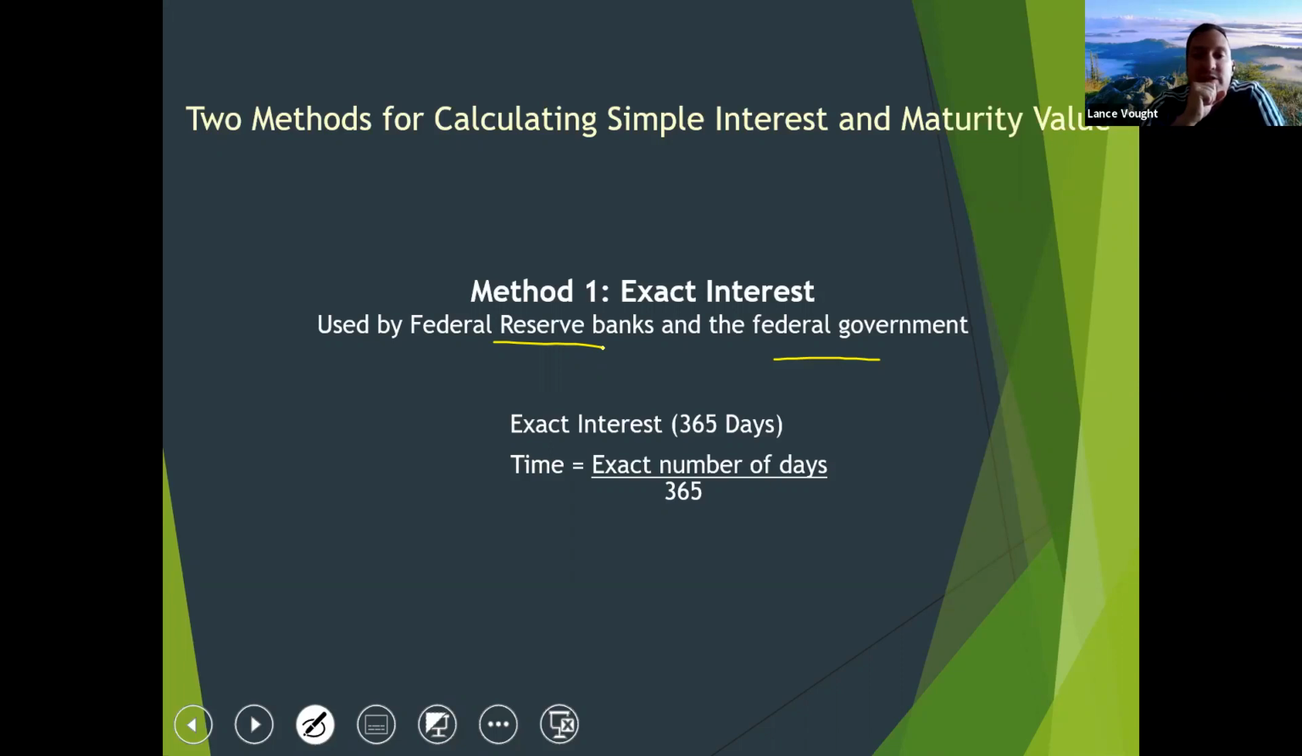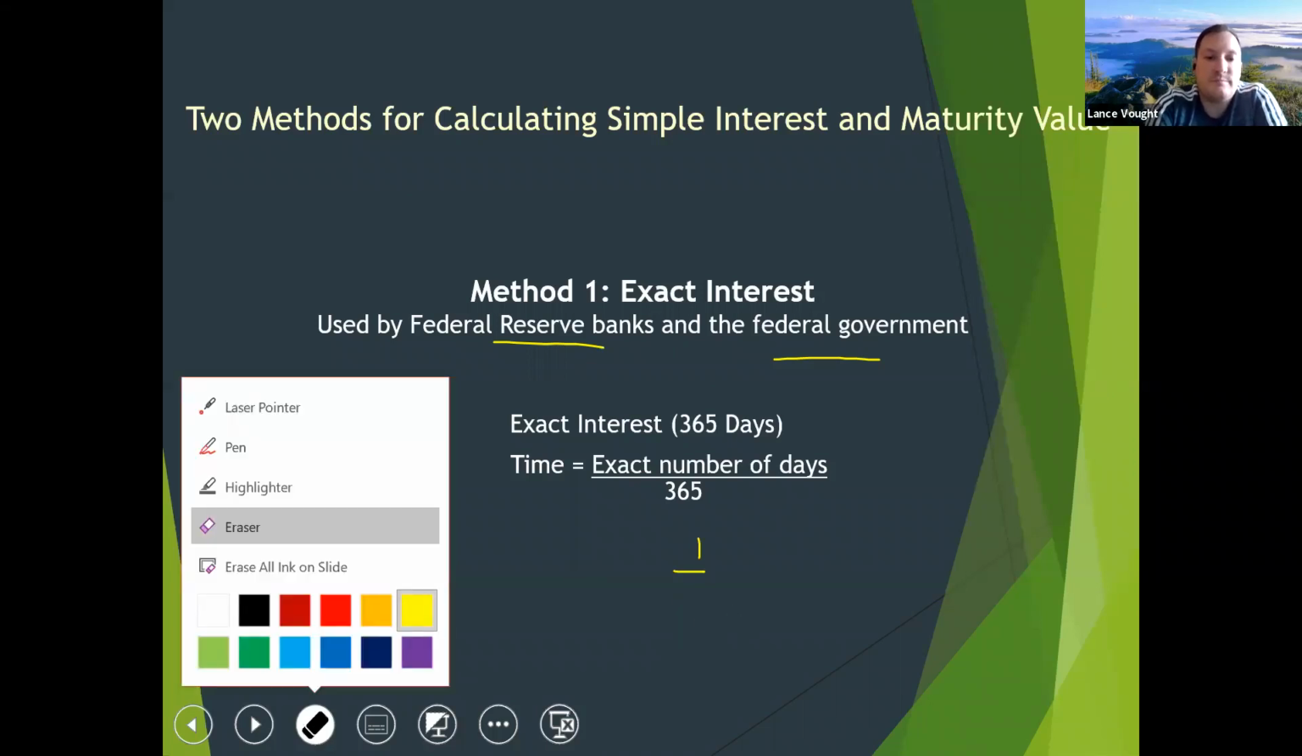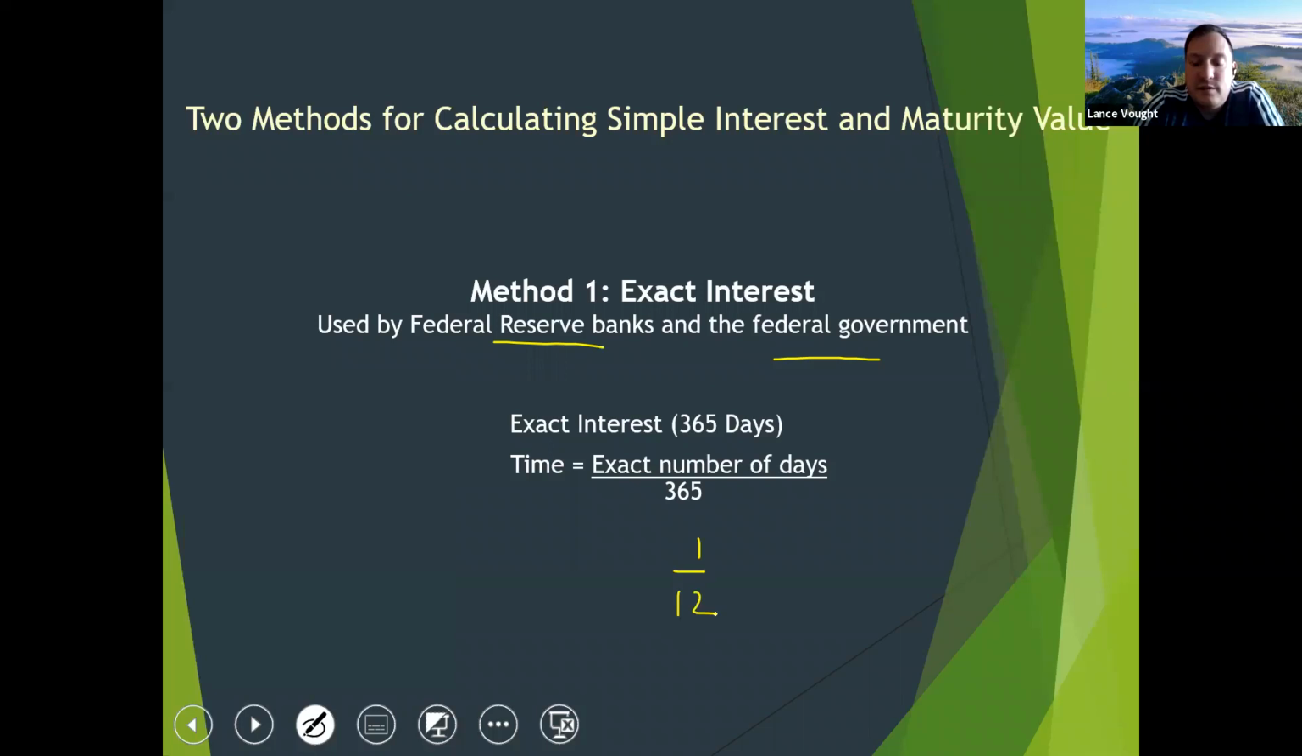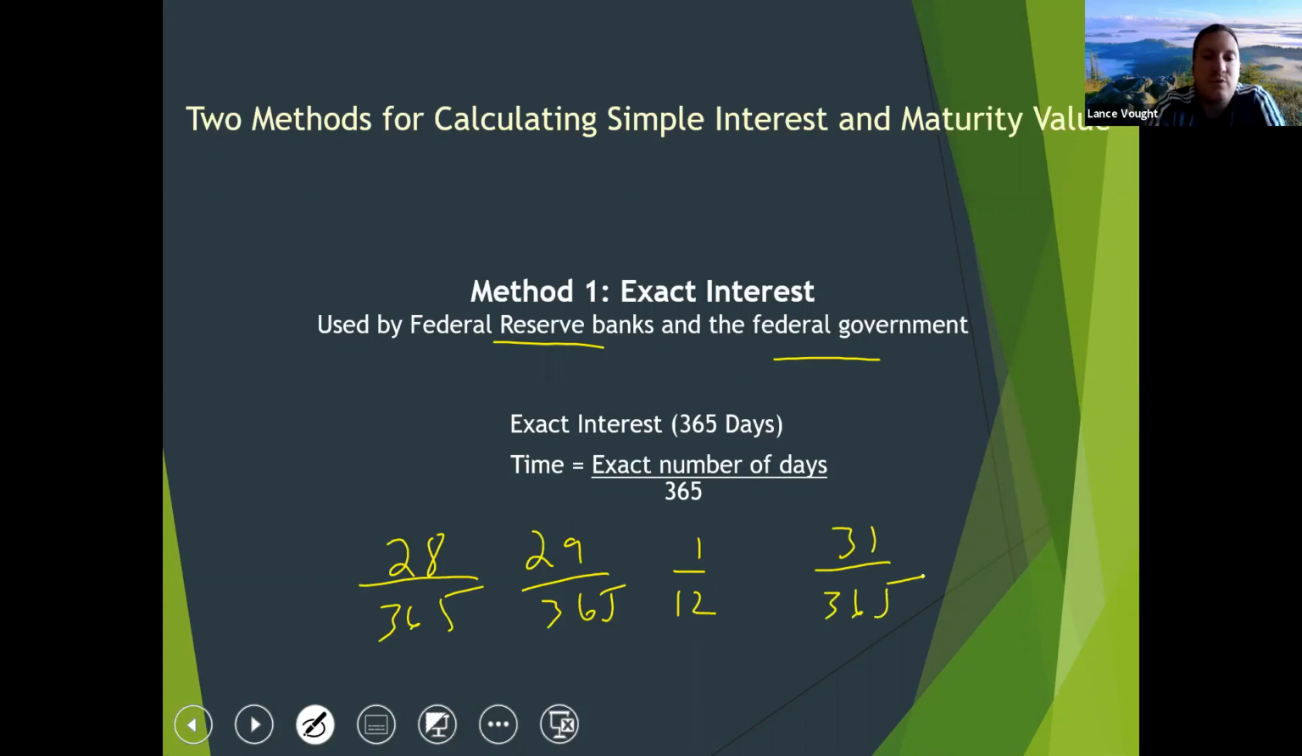The difference here is if you paid off your loan in a month with the traditional simple interest calculation, you would do 1/12 because it's 1 month. Makes sense? But with the exact interest calculation, if you pay off your loan in February, it's 28 over 365. If it's February in a leap year, it's 29 over 365. If it's March, it's 31 over 365. If it's April, it's 30 over 365. All of those are different ratios, right? 1 over 12 is effectively 30 over 360, which we'll get to in a second.